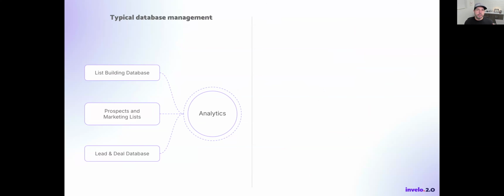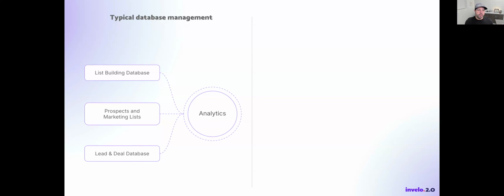You might be using maybe PropStream, or you might be using ListSource, or you could be getting lists in Excel spreadsheets from other data providers that are sending them over to you. So first you need to have that database. And then when you're looking to start marketing, you generally export from those databases, put it into a spreadsheet, and then upload it either for cold calling, for text messaging, or for direct mail, right? So now you have a spreadsheet that you're managing your prospects and your marketing lists.